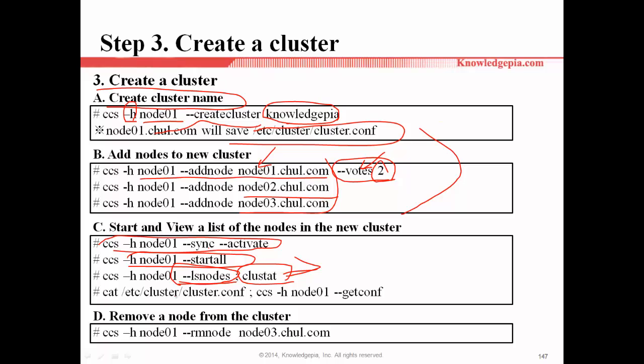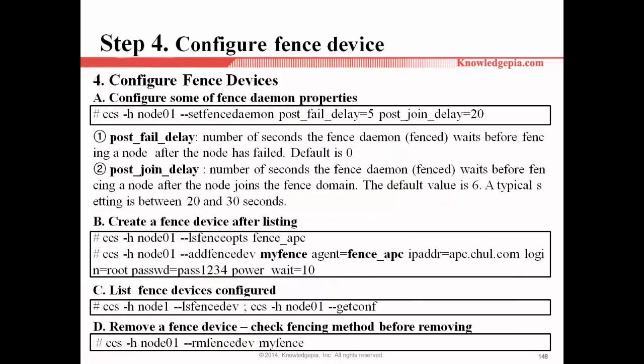And I already told you, normally if we complete this configuration, CCS will save the configuration to this file, /etc/cluster/cluster.conf. If we want to see this file, you can use cat, or ccs -h node01 --getconf. Then this will also show this file. If we want to remove a node from the cluster, then only this one, rmnode, is very simple.